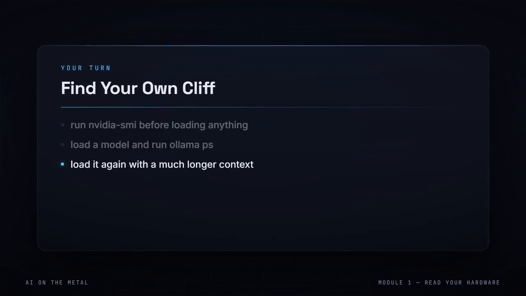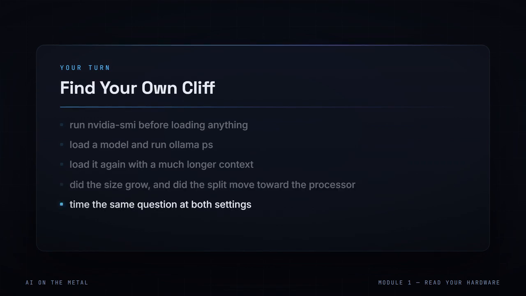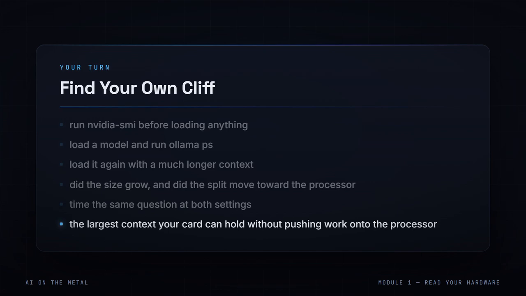Stop it, then load it again with a much longer context. Run Ollama PS again. 4. Compare. Did the size grow and did the split move toward the processor? 5. Time the same question at both settings. That difference is what the extra memory actually cost you. Then find your cliff, the largest context your card can hold without pushing work onto the processor. Write that number down. It is the most useful number you own.